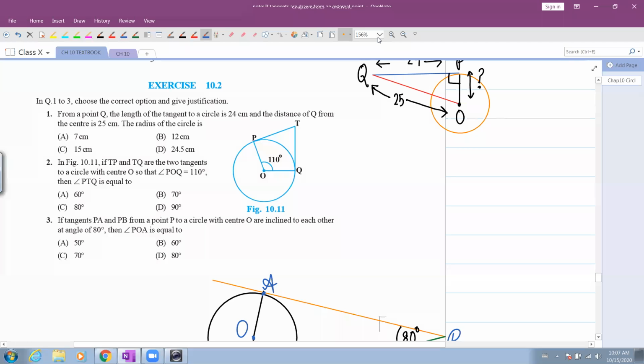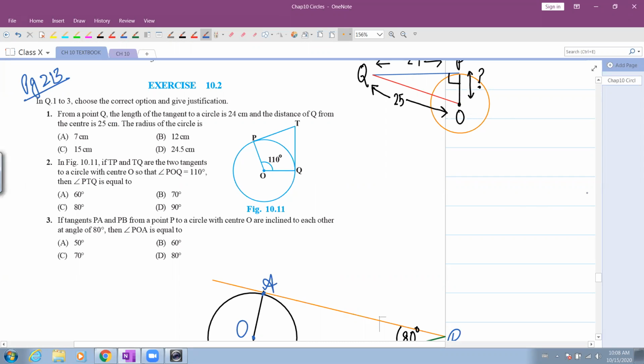Exercise 10.2, page 213. Question number 1. From a point Q, the tangent to a circle has length 24 centimeters. The distance of Q from the center is 25. You have to find out the radius of the circle.